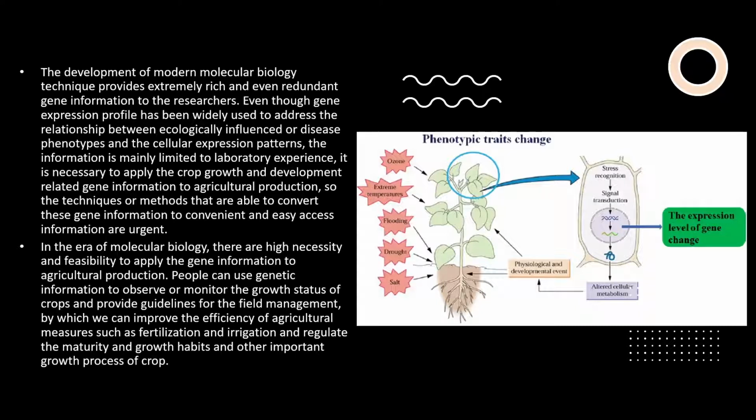So, techniques or methods that are able to convert this gene information into convenient and easily accessible information are urgently needed. In the era of molecular biology, there is high necessity and feasibility to apply gene information to agricultural production. People can use genetic information to observe or monitor the growth status of crops and provide guidelines for field management, by which we can improve the efficiency of agricultural measures such as irrigation and fertilization and other important growth processes of crops.